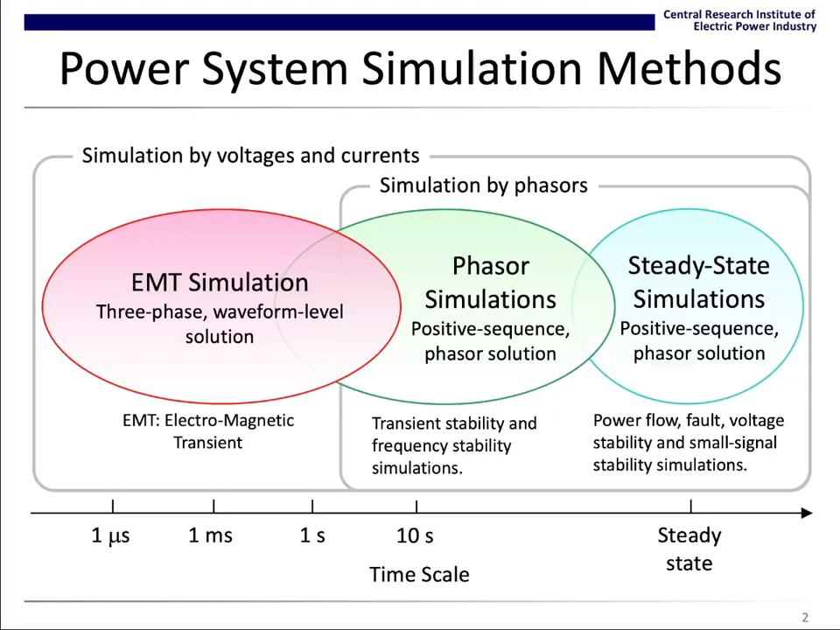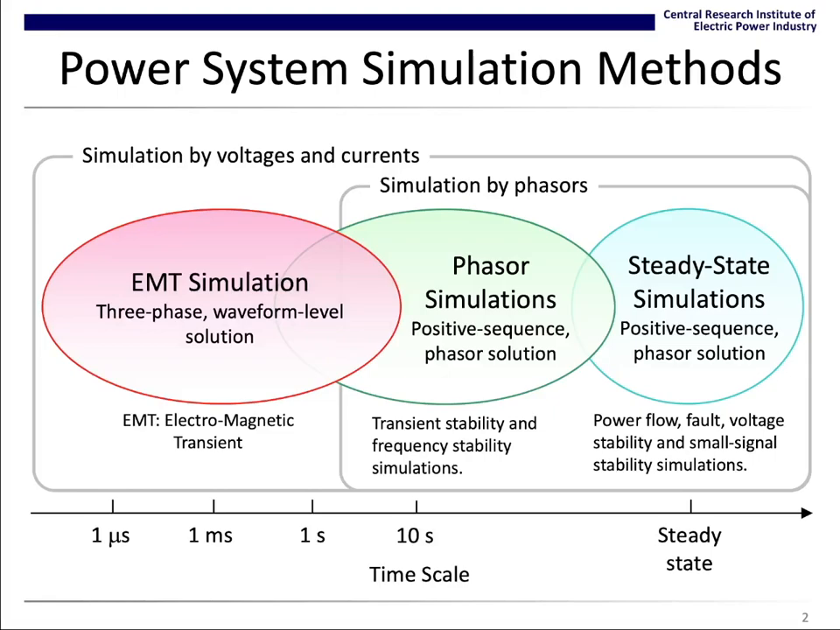The green circle in the middle shows Phasor simulations, or often known as transient stability simulations. Also, positive sequence circuit equations are formulated, and their Phasor solutions are successively obtained as time progresses. So, what we get is time variations of Phasor voltages and currents. It covers a time scale from about 1 second to minutes, and sometimes to hours. This category includes transient stability simulations and also frequency stability simulations.